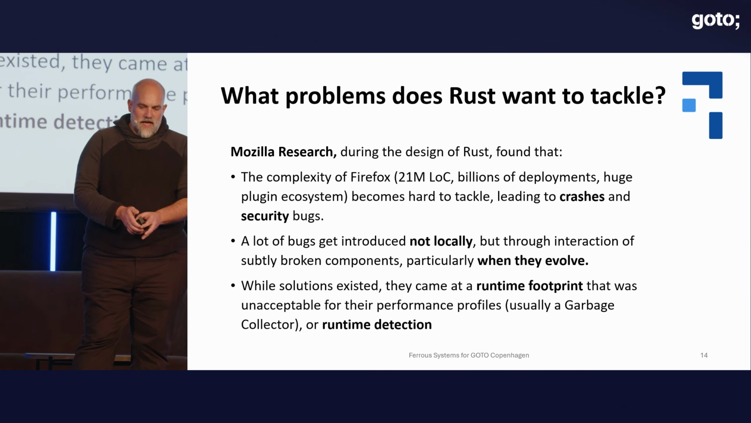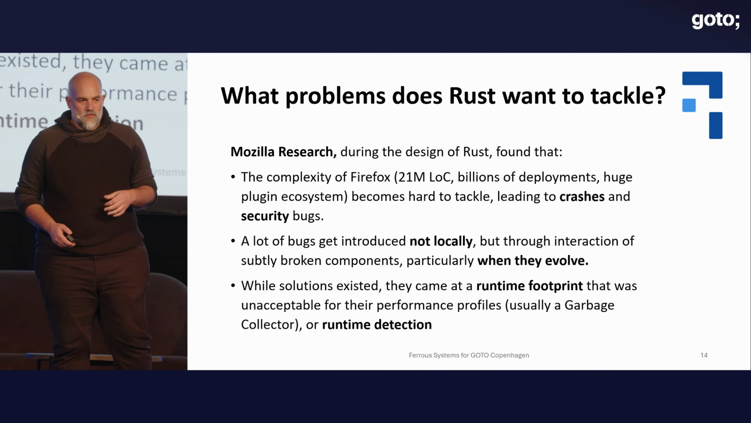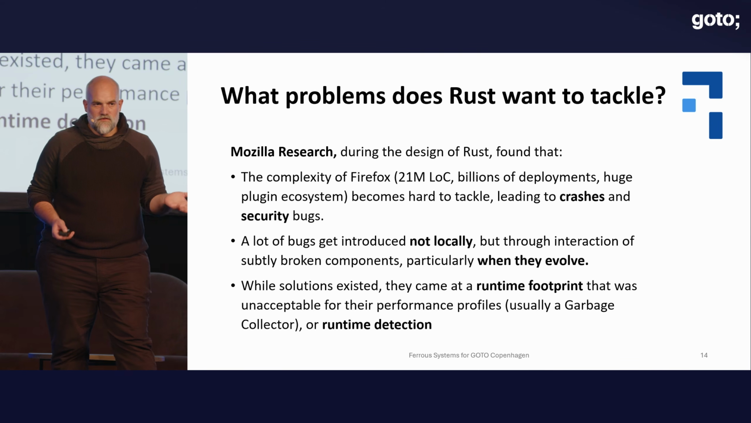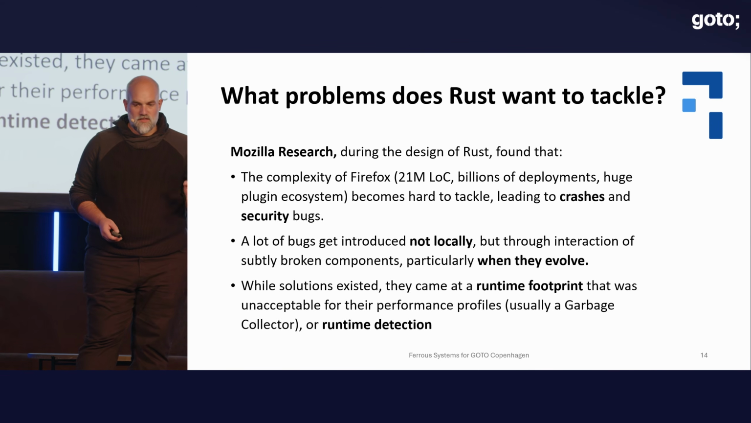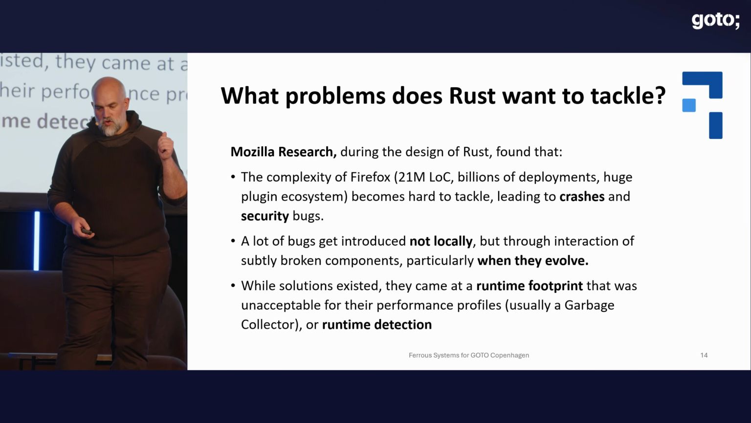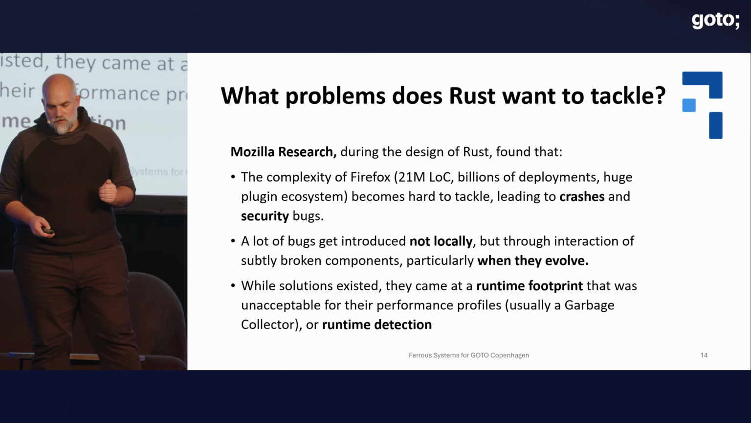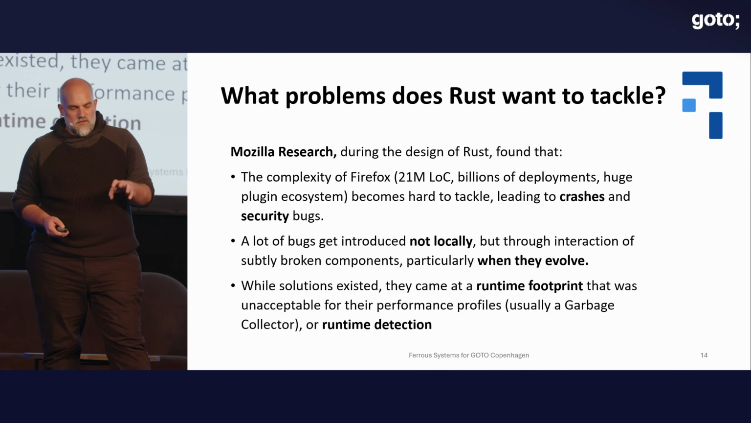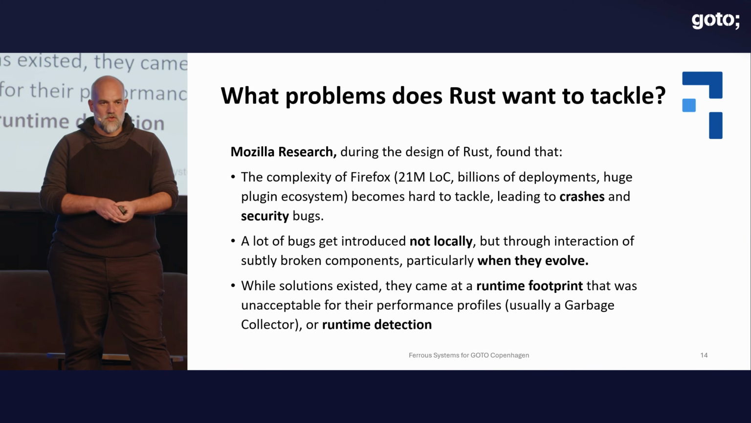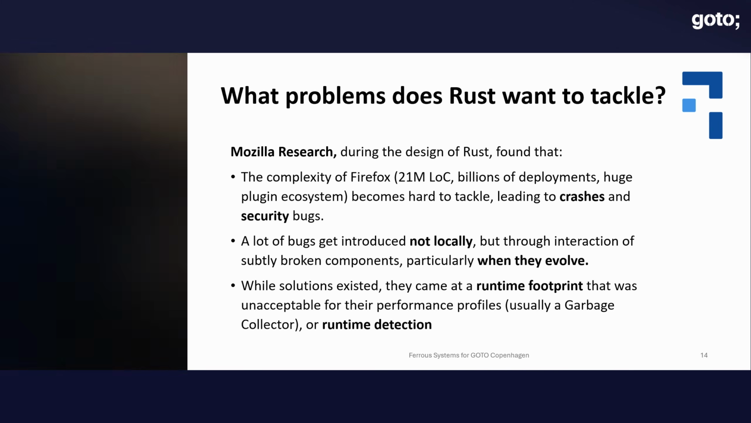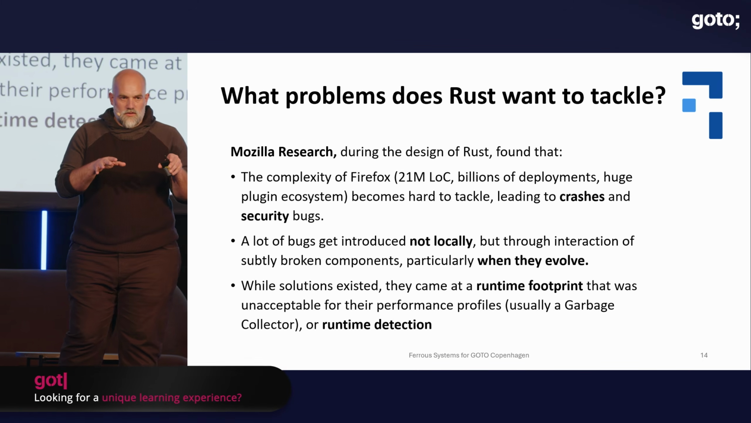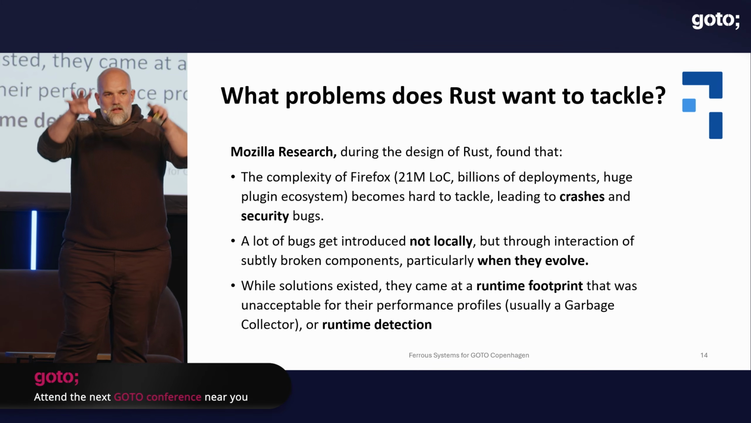So what problems does Rust tackle? Mozilla research, when they came up with Rust, found that in the complexity of their main code base, Firefox, 21 million lines of code, billions of deployments, all of their problems become very hard to tackle, particularly crashes and security bugs. And a lot of the bugs they introduce in their code base are actually not local, in the sense of you look at a function, you say, here's the bug. It's much more how components interact with each other that is leading to problems, and particularly not necessarily while they're being built, but actually while they move against each other.